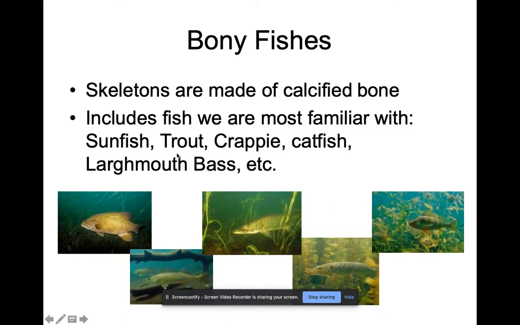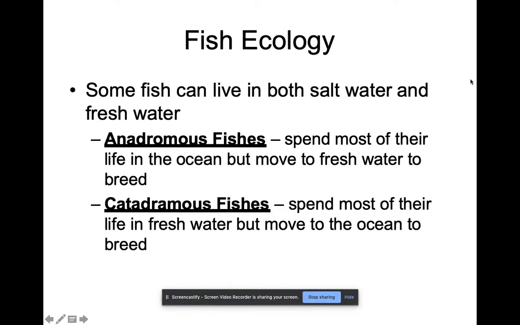Bony fish there, no surprise, their skeletons are made of calcium. Again, very familiar with these type of fish, especially in our Tennessee region. Trout, crappie, catfish, sunfish, and depending on where you're from, we're more comfortable calling them bream or panfish. Largemouth bass, maybe some smallmouth bass, but we're very familiar with these bony fishes.